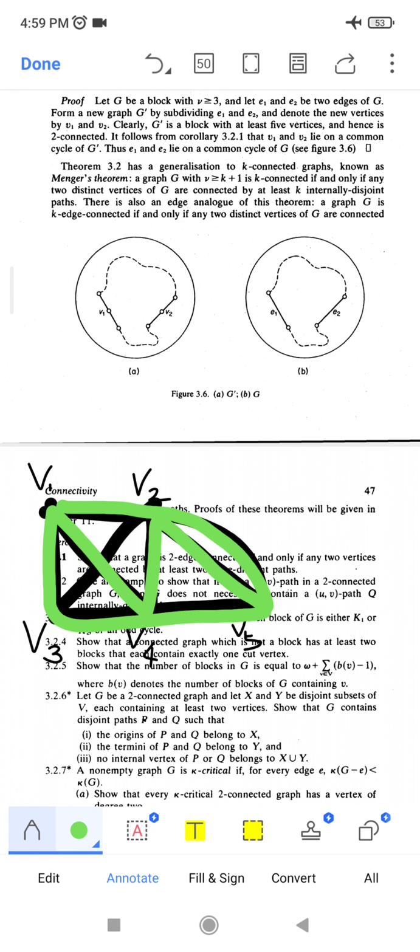There is also an edge analog of this theorem. In the edge analog theorem, they are saying that a graph is disconnected only by removing k edges if and only if it has k disjoint paths.